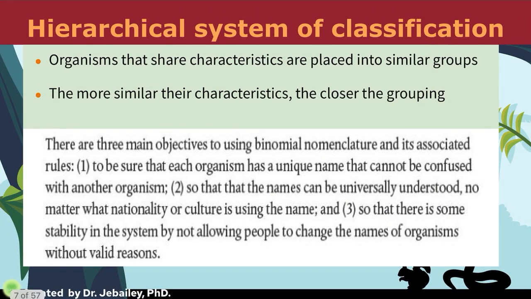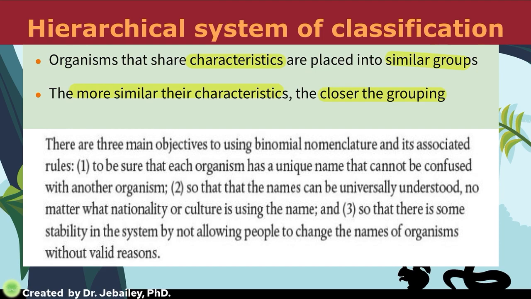Now, what's the point of this whole hierarchical system of classification? The first thing we do is find all their traits. What is it that they have in common as traits? And then if they have things in common, put them in a similar group. So the more similar they are with their traits, the closer the grouping will be.